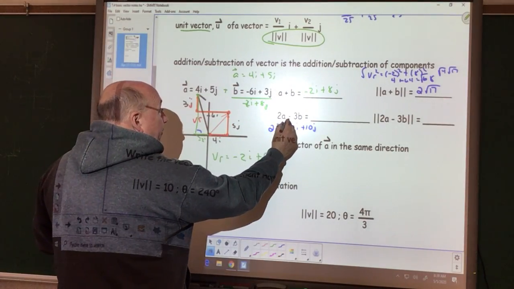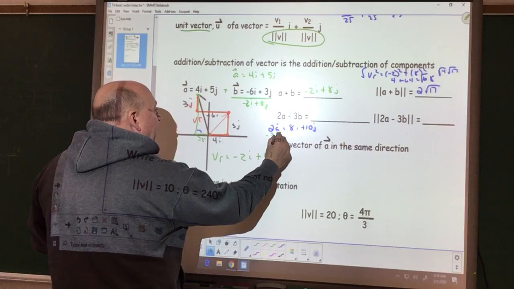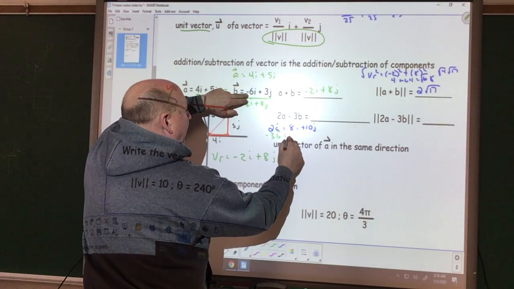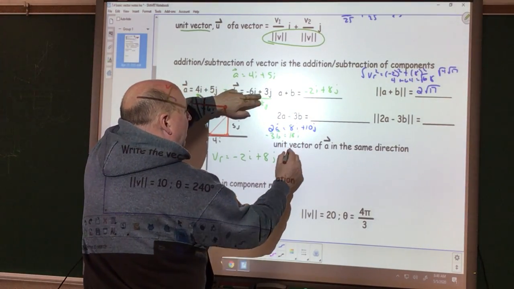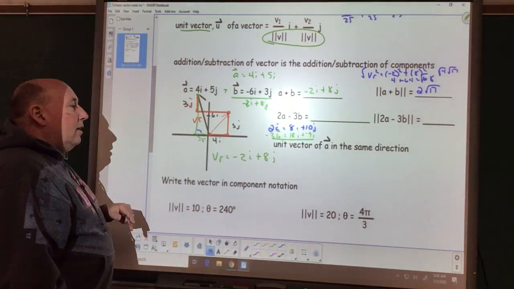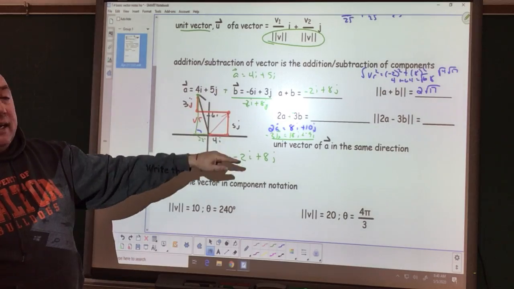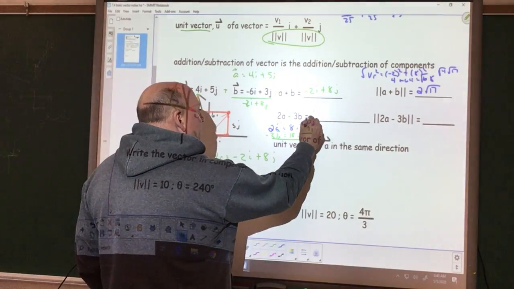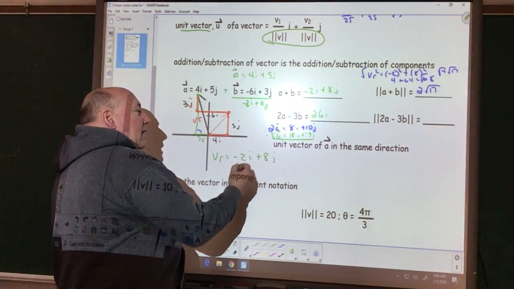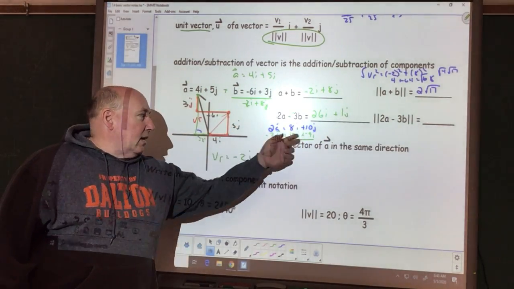For negative 3B, I have a negative here, so I'm going to carry that through. Negative 3B is going to equal, I'm going to multiply everything through by negative 3, so we have 18i plus a negative 9j. I just multiplied each one of these values by negative 3. And now I can add these down to give me 26i, since 8 plus 18 is 26, plus 1j, since 10 plus a negative 9 gives me 1j.